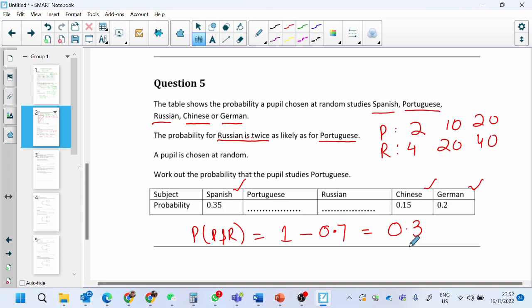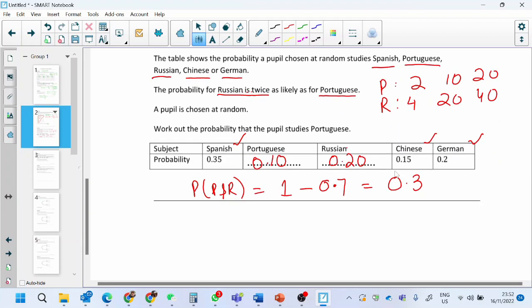So 0.3 is the probability of Portuguese and Russian, but we have to distribute this 0.3 in such a way that the Russians are twice as compared to the Portuguese. So two portions to Russian and one portion to Portuguese. So 0.20 is the Russian probability and the Portuguese probability is 0.10.